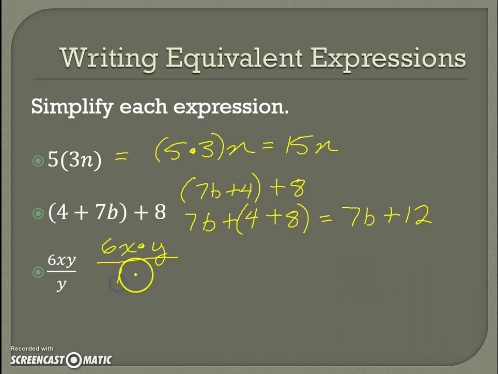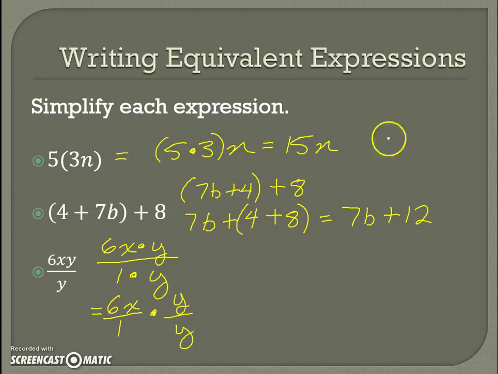In other words, if I multiply that y by 1, it does not change the value. Okay, and then from here what I could do is split this into 2 separate fractions, because if you recall, when you multiply fractions, you multiply straight across. So I could break this apart into 2 separate fractions. So I'd have 6x over 1 times y over y.